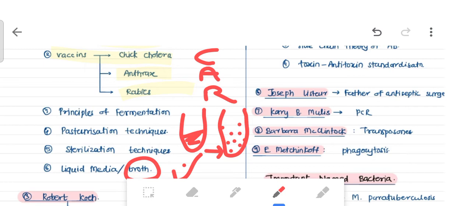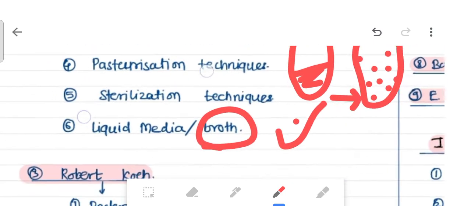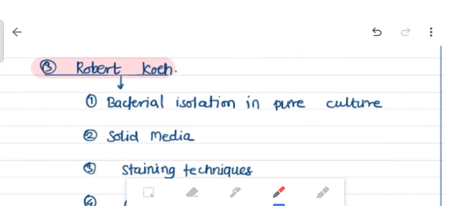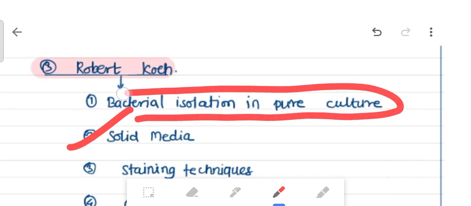So he is known as the father of microbiology. Second important scientist is Robert Koch. Robert Koch introduced the solid culture media. Different organisms produce different colonies in a petri dish on solid culture media. Then the bacterial isolation in pure culture.